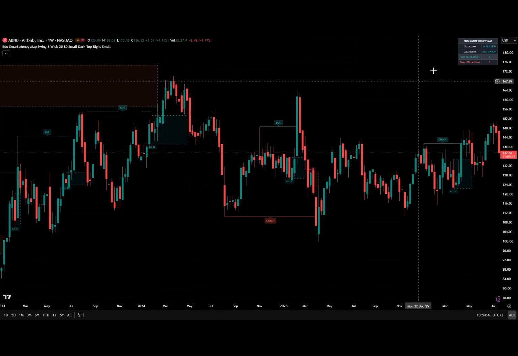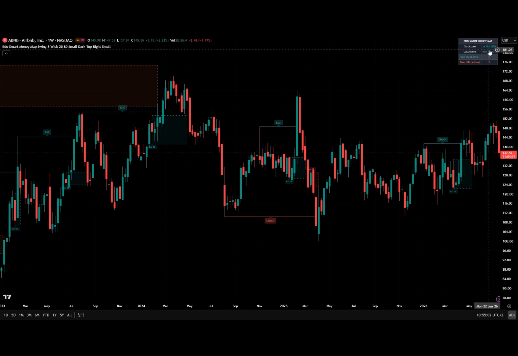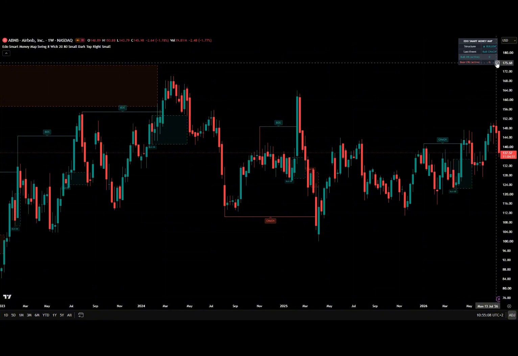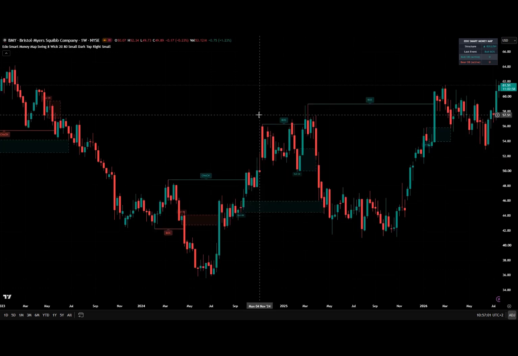The panel in the top right corner is that summary. The top line is the structure bias, bullish, bearish, or neutral, color-coded. Then the last event, whether it was a BOS or a CHoCH, and on which side. And the count of active bullish and bearish order blocks still on the chart. On Airbnb Weekly the panel reads bullish, last event a change of character, with the live blocks below.